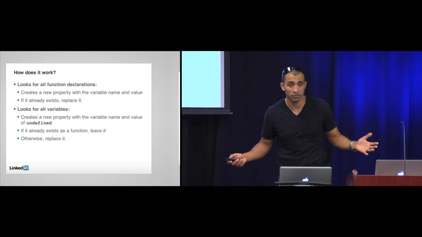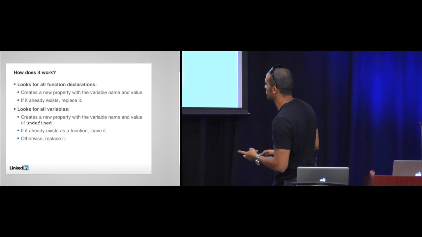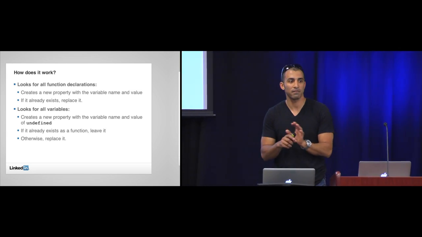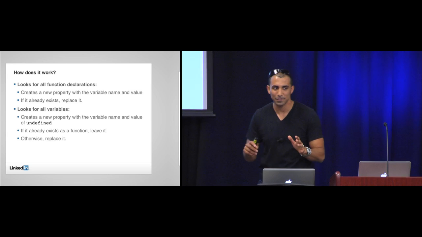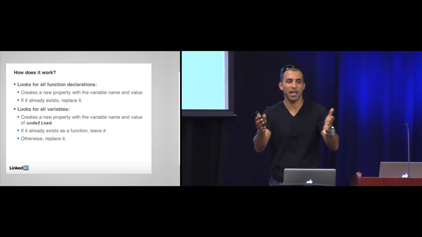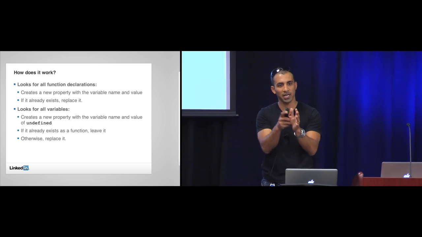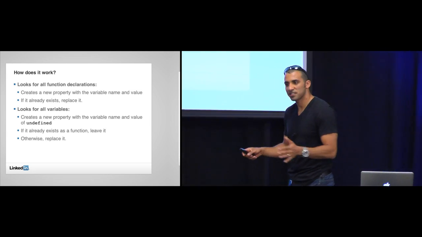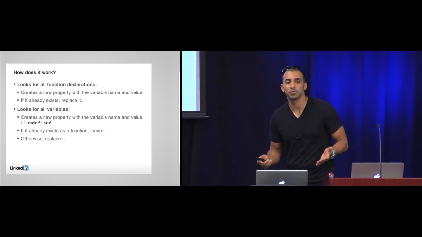Too bad, you get the second function foo. You can forget about the first function foo. Then the second step is that it looks for all the variables. A new property with the variable name is created, and it's given, again, as we said, a default value of undefined. If that identifier already exists as a function foo, but yet I have var foo, we leave it alone. That means the function takes precedence. Otherwise, it's actually going to replace it.